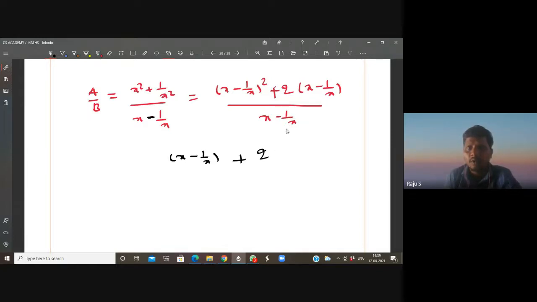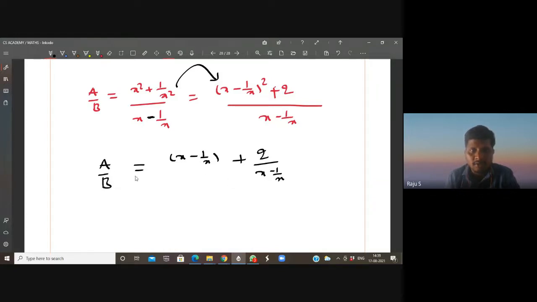Okay, 2ab means we get x minus 1 by x. Shall I write like this? When you do that, a square plus b square minus 2ab means minus 2 plus 2 becomes 0. So this value I have written like this. Is it okay? Then 2 by x minus 1 by x. Right, this is a by b.